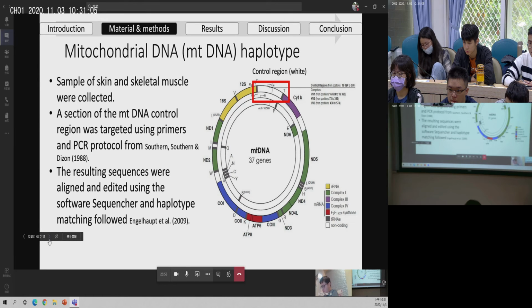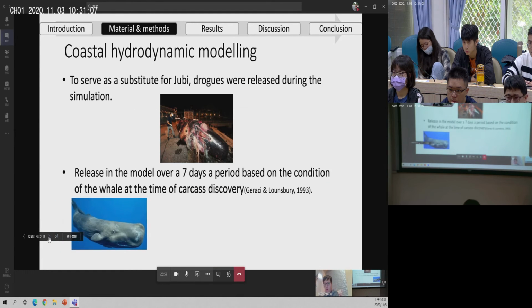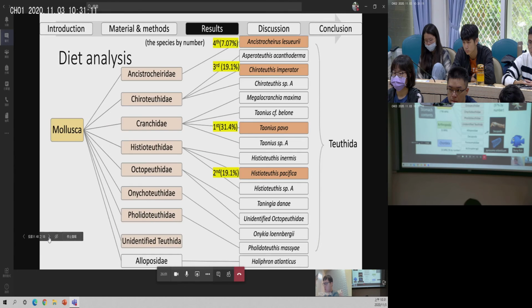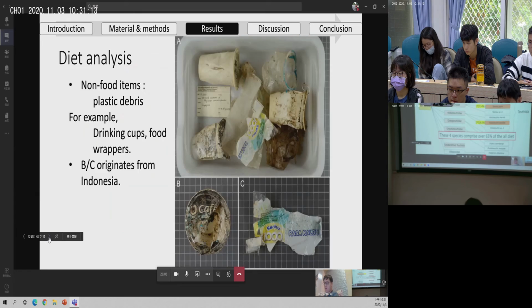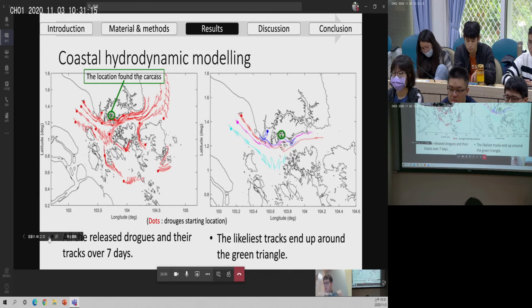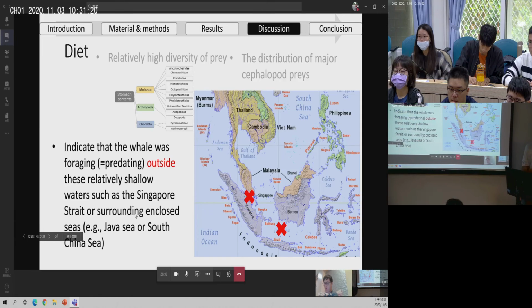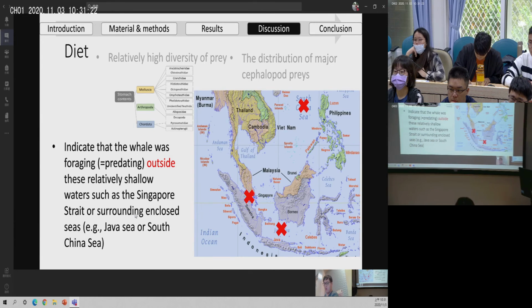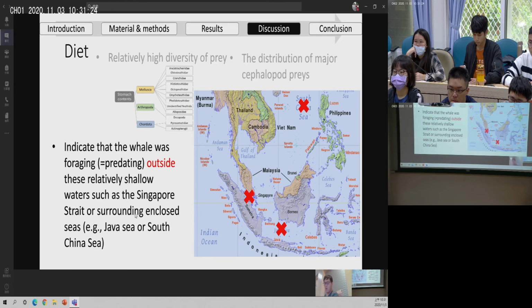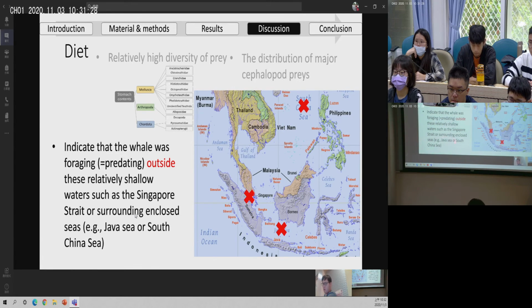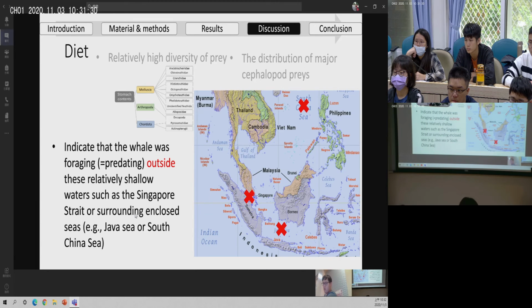For example, I remember in one of his discussion slides, he talked about where the prey of the whale might have come from. And he showed a very nice map here. Here he said, oh, this might be the location of this mesopelagic prey. I think this is very helpful, instead of just saying this sea or that sea. Probably some of you might not know where Java Sea is. So I like this slide a lot.